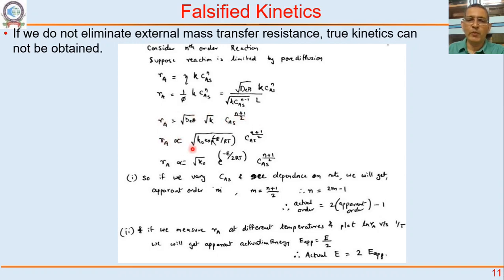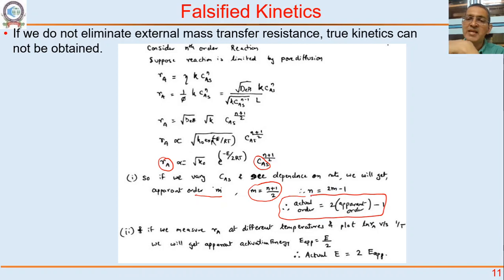That means Ra would be proportional to root K naught exponent of minus E by RT, times CAS raised to N plus 1 by 2. Now if the reaction is limited by pore diffusion and we vary CAS and see how rate changes to get the order of reaction, we will find that the order is n plus 1 by 2. It's an apparent order. Apparent order is n plus 1 by 2. Actual order is 2 times apparent order minus 1.